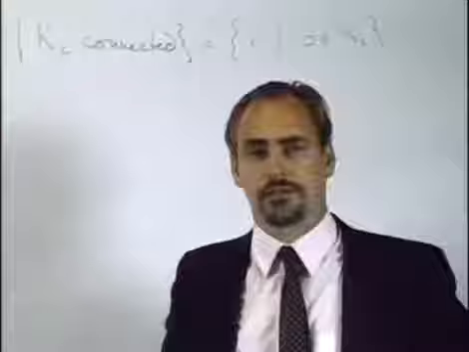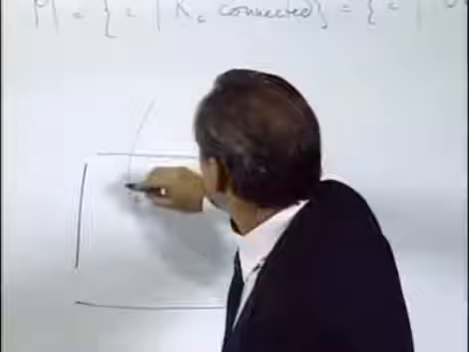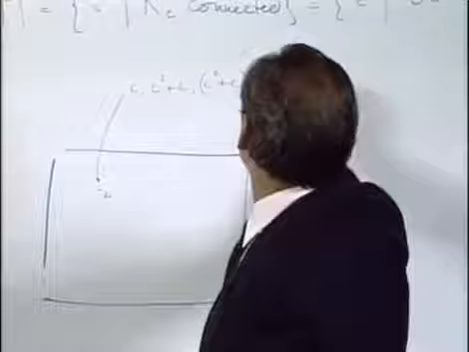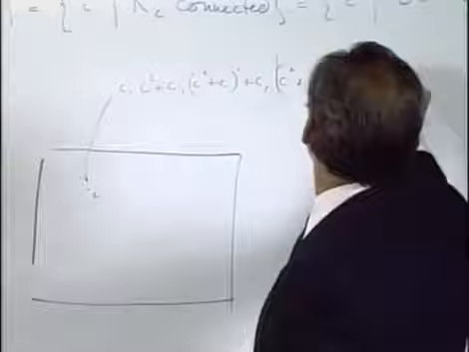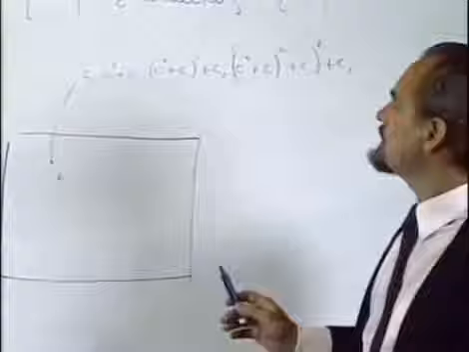You take a point C, someplace in the plane, and you consider for this point C the sequence C, C squared plus C, C squared plus C the whole thing squared plus C, and so forth. If this sequence is unbounded, you are not in M, and if this sequence is bounded, you are in M.